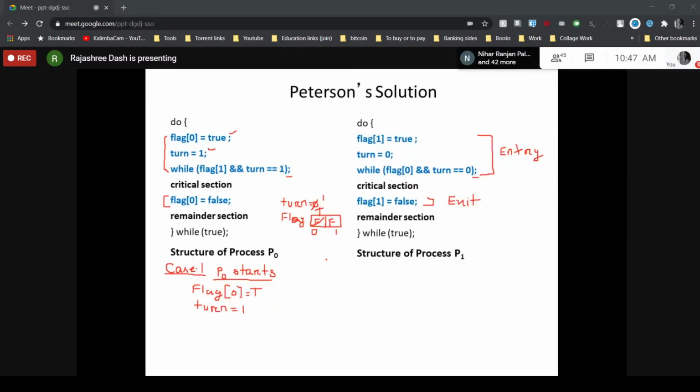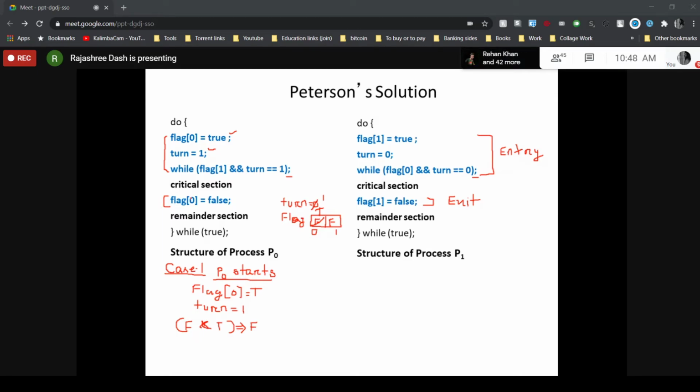So in the while condition, it will check, the first condition is false. And what about the second condition? Turn equal to 1. Is the condition true or false? True. So in the while statement, false and true. Overall, the condition is false. So what will happen to P0 now?